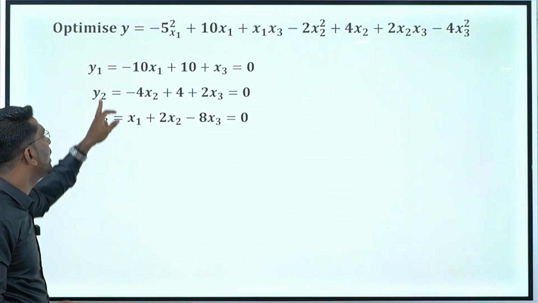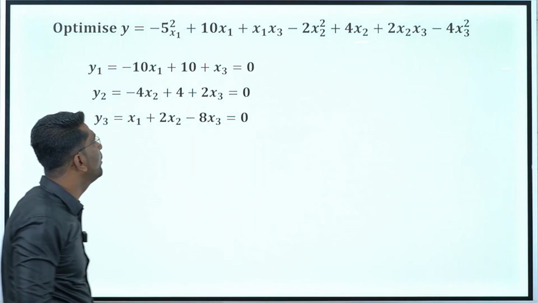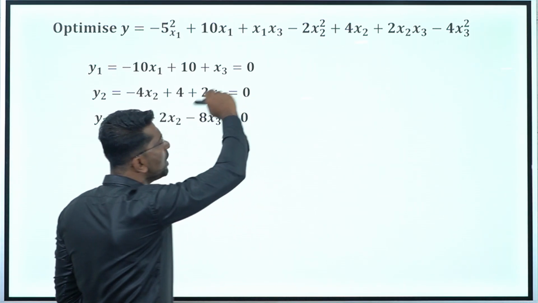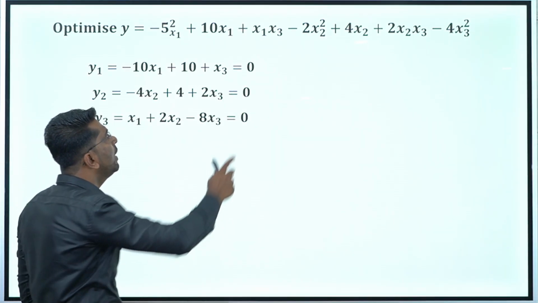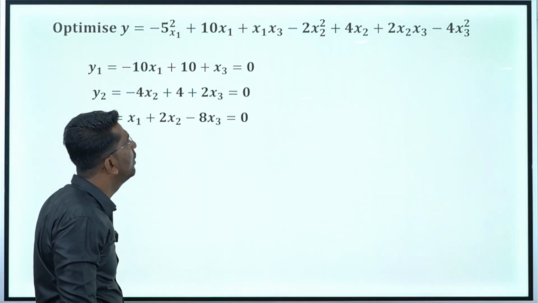So I am going to take the partial derivative of y with respect to x3. See, where is the x3 term? Here we have an x3 term. By keeping the x1 term constant, the derivative of x3 is equal to 1. So 1 into x1, which is equal to x1.